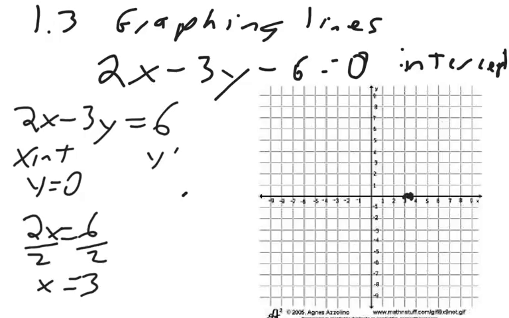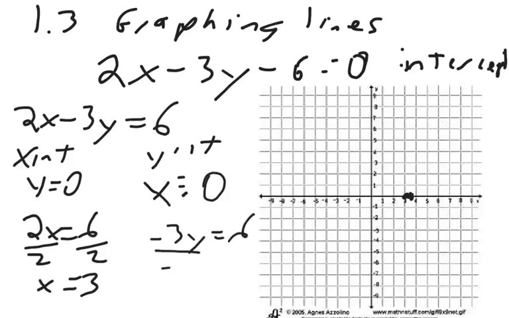Now for the y-intercept, we do x equals 0. And so we're left with negative 3y equals 6. Divide both sides by negative 3. y equals negative 2. And there's negative 2.